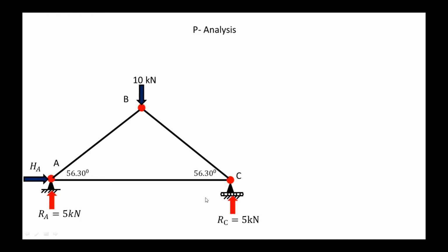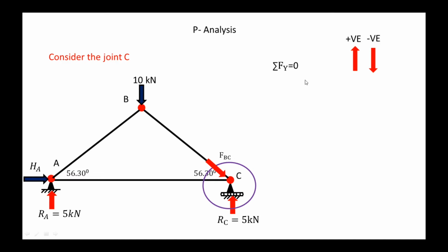Here by the method of joint we are finding the member forces in the frame. So considering the joint C here, and find the force in the member BC. So here we have to first assume the direction of the member force. So here we are assuming the force in the member BC is toward the joint. Now apply here sigma FX or sigma FY condition. So here we are applying the sigma FY condition. So sigma FY equal to 0.